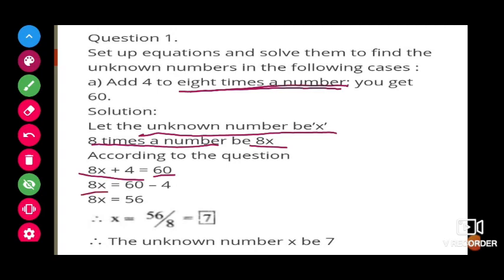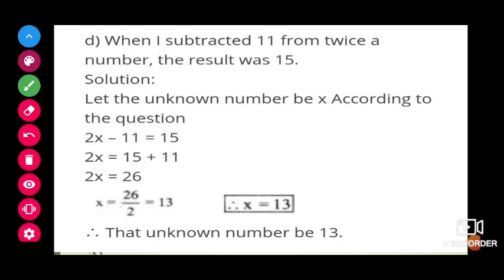Now 8x is equals to, here plus 4 if it will go that side, minus 4. Now we will get 8x is equals to 56. I am just solving that equation, children. Now x is equals to, here multiplication 8 if it will go that side, division 8. So 8 sevens are 56. Answer is 7. The number is 7. Like this, children, I am expecting from your side some puzzles. You can frame some puzzles, some situations, some games from your side and you can solve.